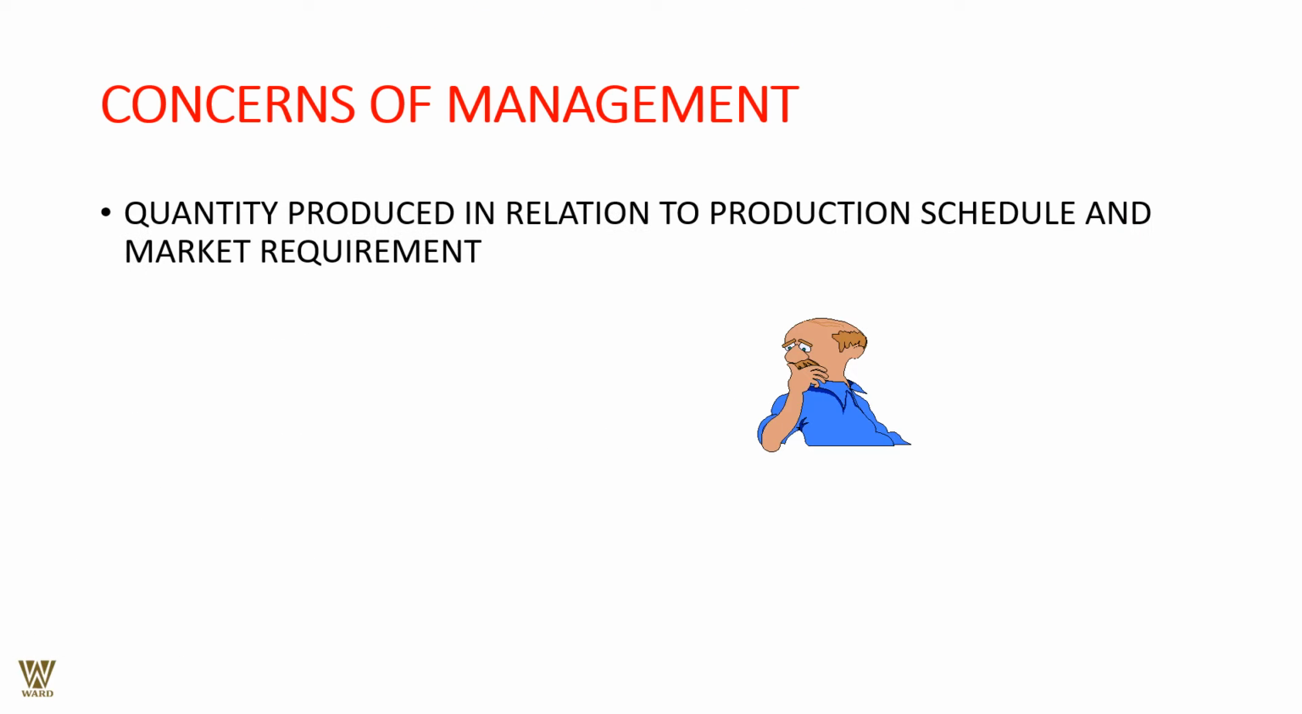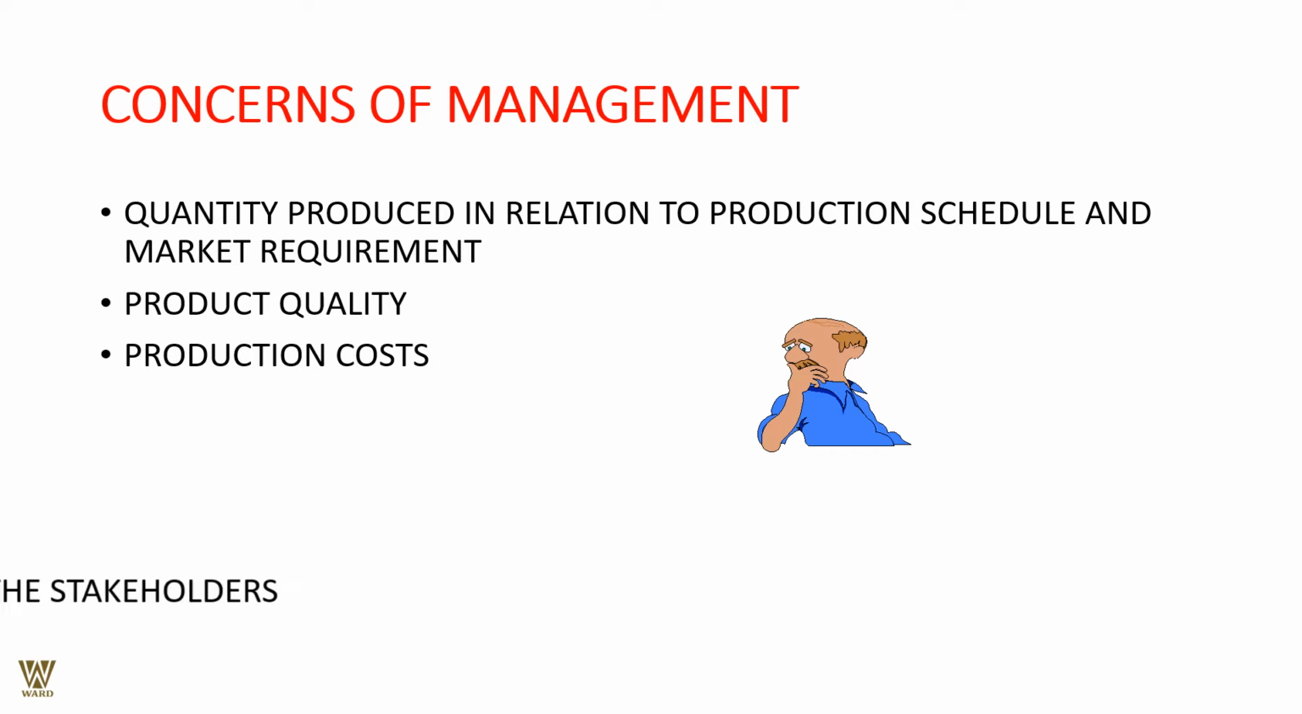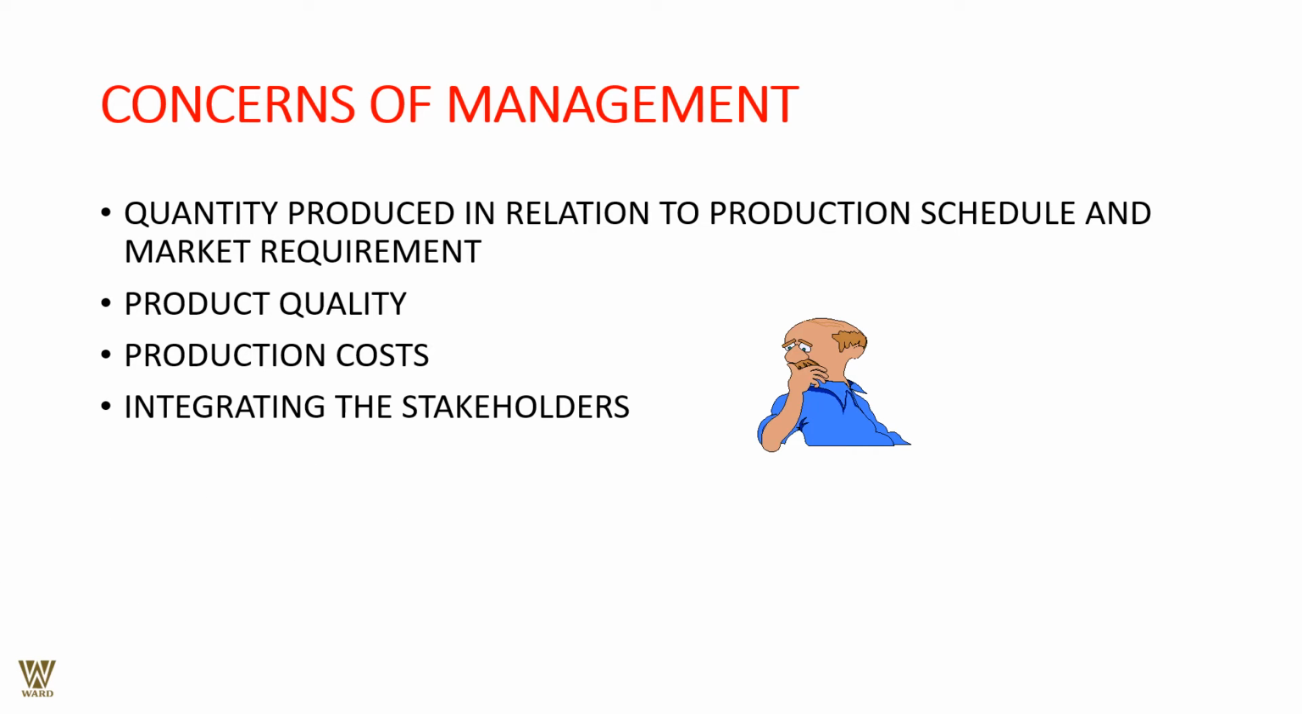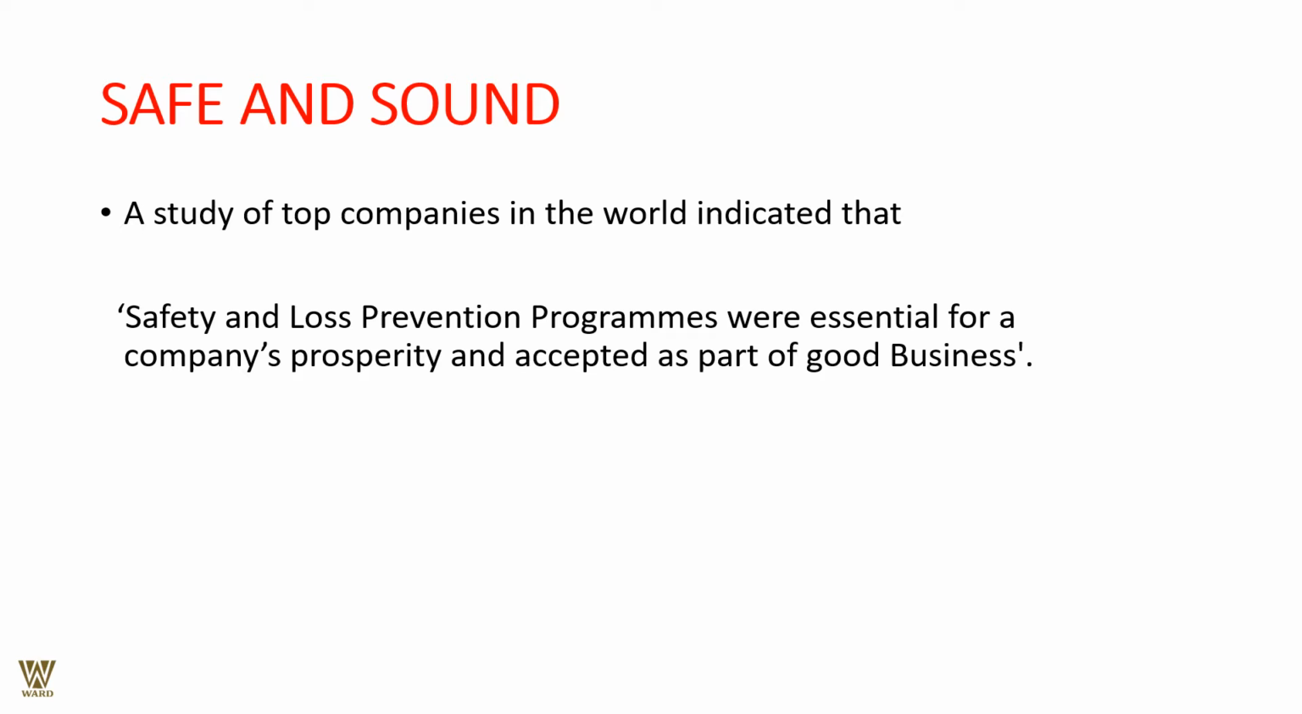Now let us understand the concerns of the management. Number one is the quantity produced in relation to the production schedule and the market requirement. We are talking about optimum utilization of productivity, Six Sigma limits of production, improved quality every time, reducing the cost, and having the objectives of each stakeholder being managed and merged as and when required.